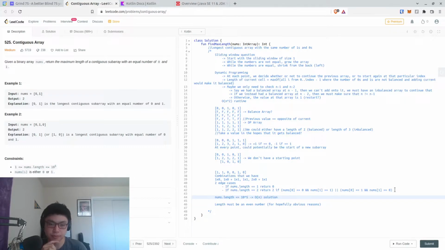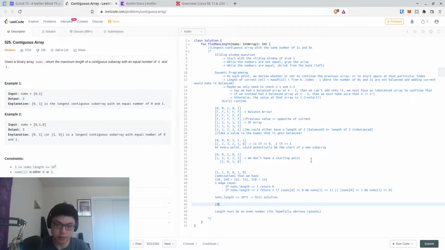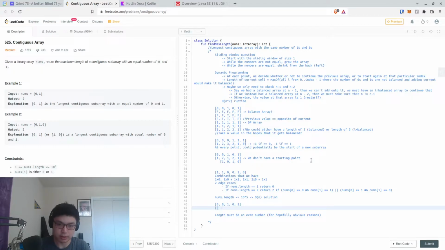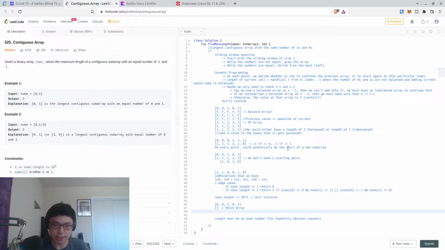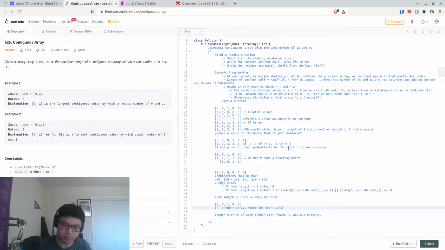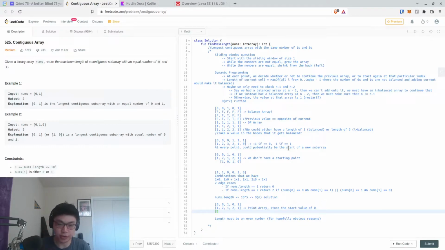Let's see. If we had this 0 0 1 0 1, let's create what we'll call a point array, where the zeros add 1 and the 1s subtract 1, and then we'll have a starting value. If we store the start value, right? And then we say, okay, in that case, let's remove the first value. So that becomes 0, 1, 0, 1, 0.